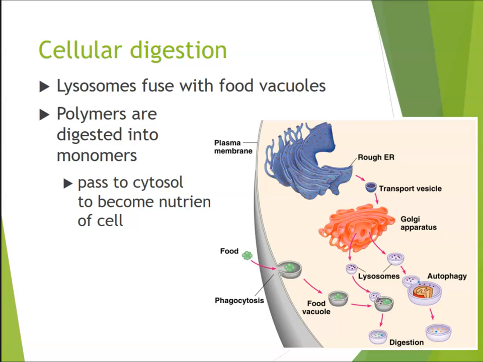So the lysosomes fuse with a food vacuole. So you have some food that's going into the cell, and then it fuses with the lysosome here, and then the lysosome's enzymes will break it down. Another function is for a broken piece of a molecule to fuse with a lysosome, and then the lysosome will also break that down so that all of these things can be recycled.